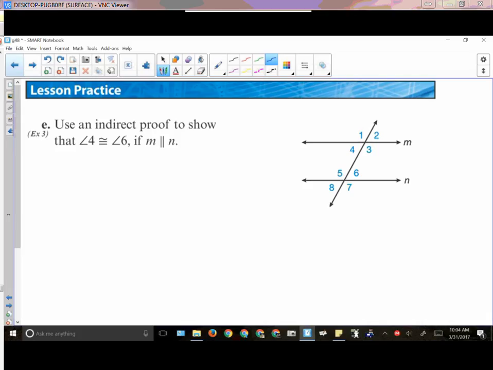Okay, so absolutely correct. So M is not parallel to N. Okay. So if that is the truth, how in the world could we get that they're supposed to be equal? Any thoughts on that one? A little trickier, isn't it?